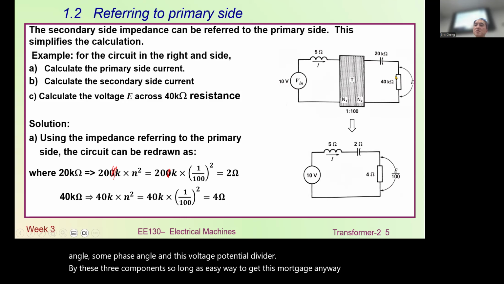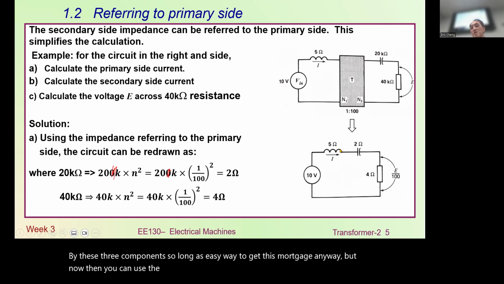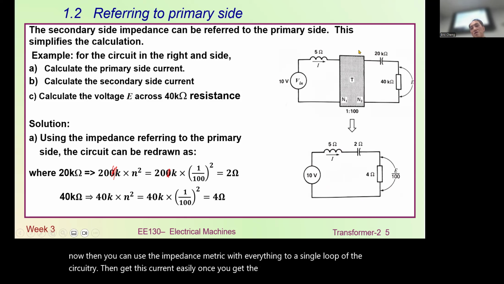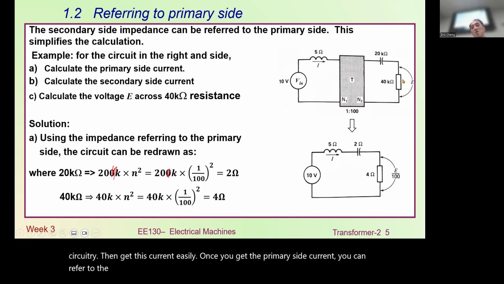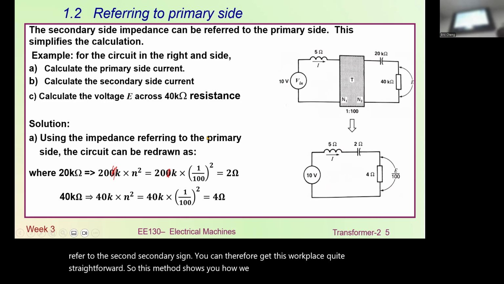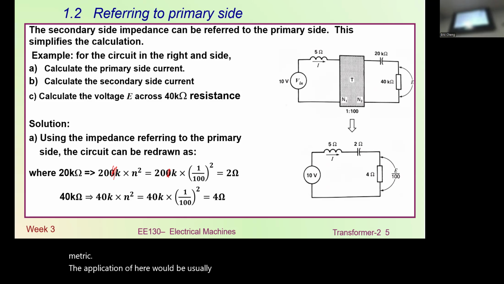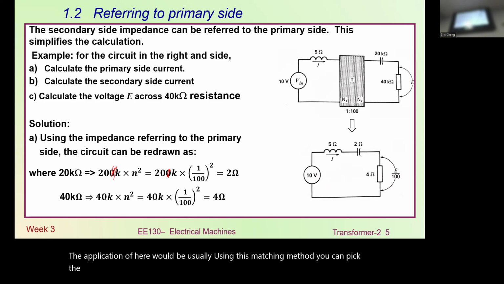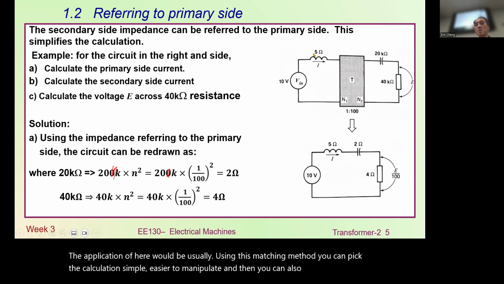But now you can use impedance matching to bring everything to a single loop of the circuitry. Then you get this current easily. Once you get the primary side current, you can refer to the secondary side. You can therefore get this voltage. Quite straightforward. So this method shows you how we use transformer impedance matching. The application will usually use this matching method. You can make the calculation simple, easier to manipulate, and you can also calculate either side in a separate manner.